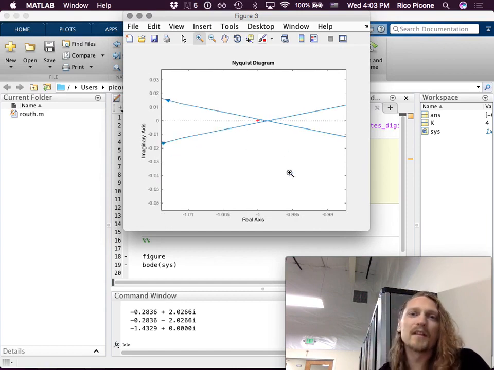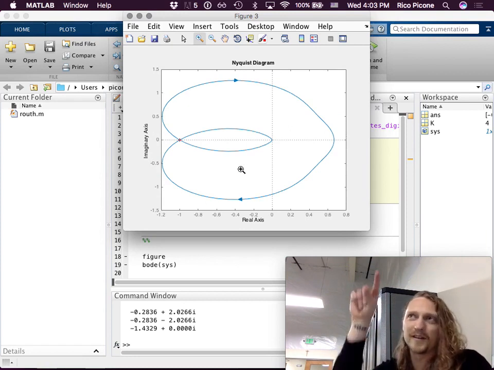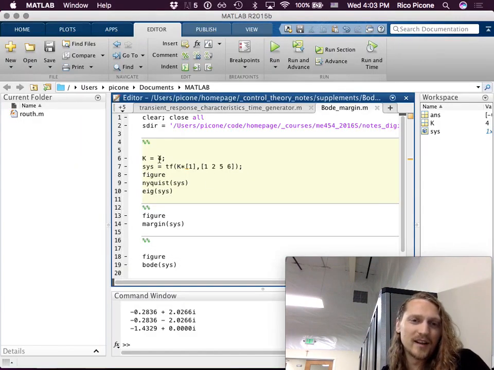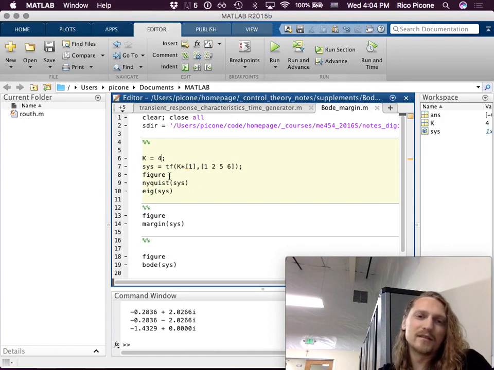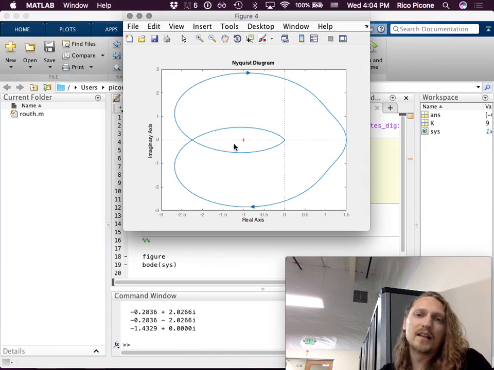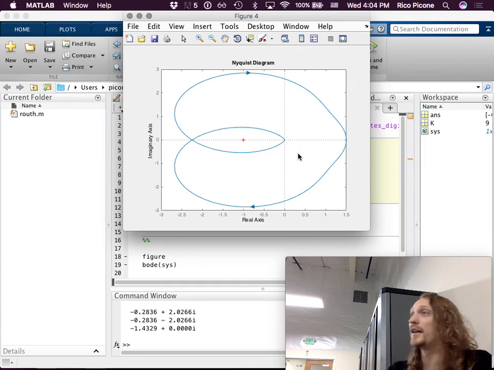It's hard to say if that's within the numerical error or what, but if I did a gain of 9, clearly we've encircled it twice, clockwise. So our z is equal to -2, and we're unstable. So n is equal to -2, p is equal to 0, and so z is equal to -2. No, positive 2. It's negative n.